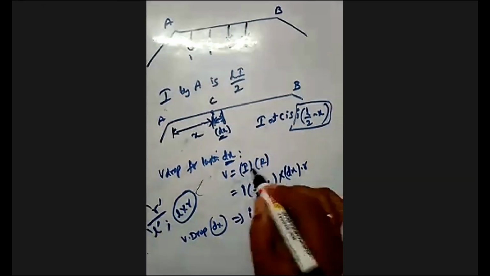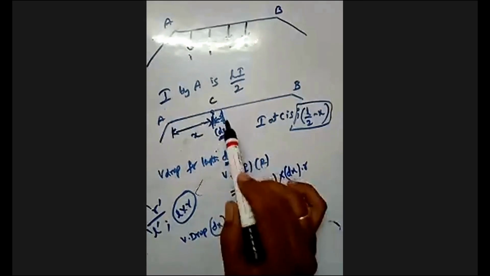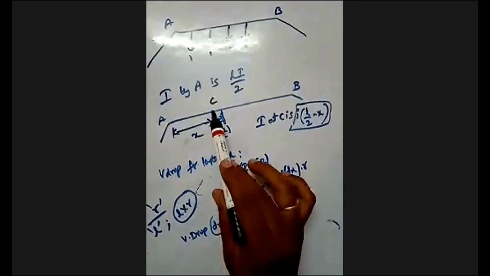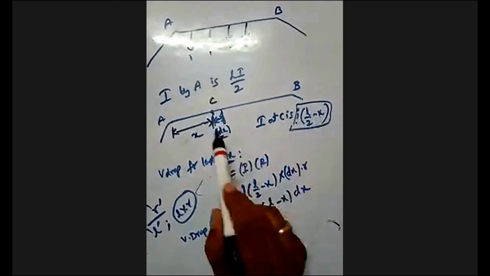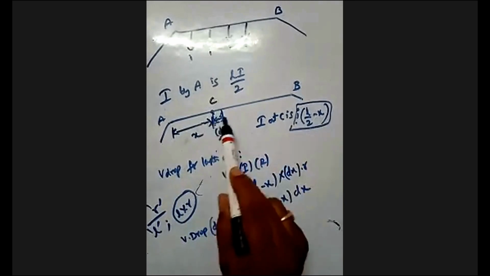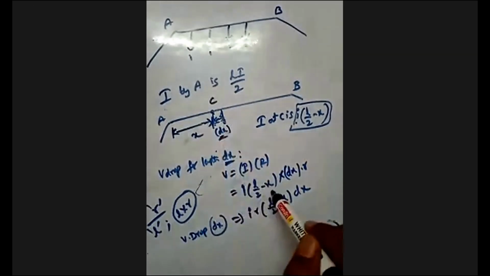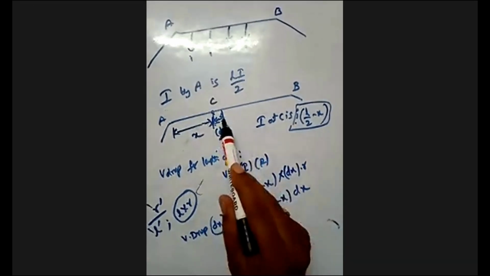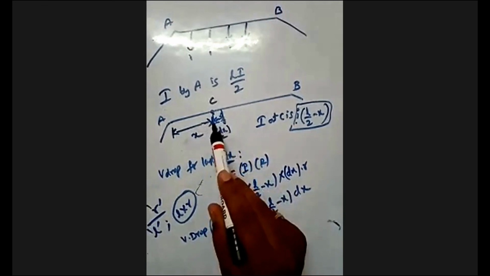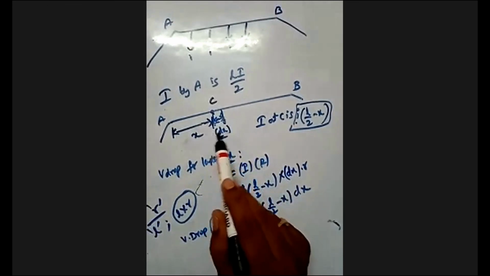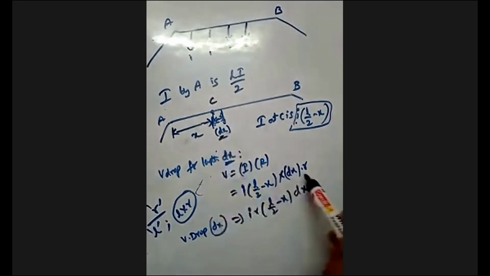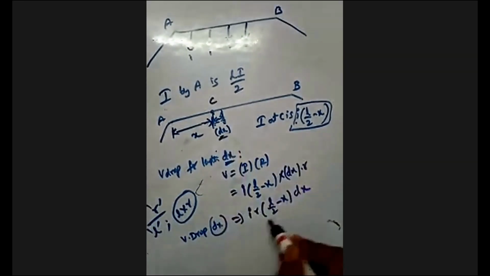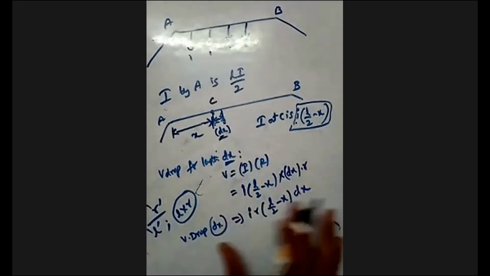Now what is the current? I am taking the current at point C. Why at point C? Since at point C the current is I into (L by 2 minus X), and dx is a very small length, so assuming the current at dx is also the same, I into (L by 2 minus X). Now coming to the resistance, for every 1 meter the resistance is R. So for a length dx, the resistance is dx into R. So the voltage drop is IR into (L by 2 minus X) dx. This is for a small length dx.